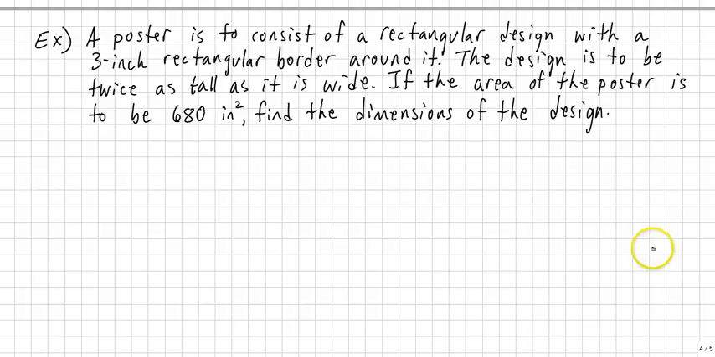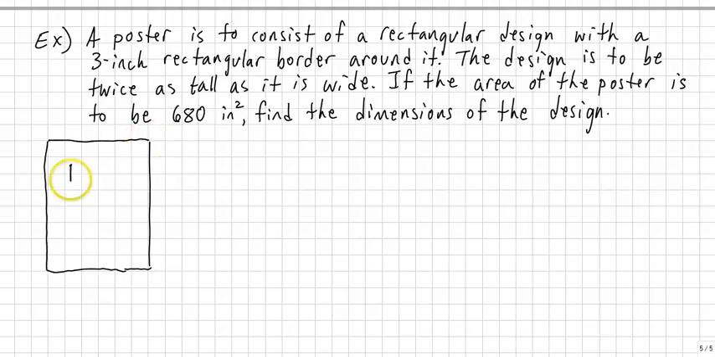Let's do a story problem that involves a polynomial equation. So let's say we have a poster, like a poster you would hang on your wall. And let's say it's to consist of a rectangular design with a 3-inch rectangular border around it. So we've got this rectangular poster, and it's supposed to have a design in the middle of it, and around it's supposed to be a 3-inch border.